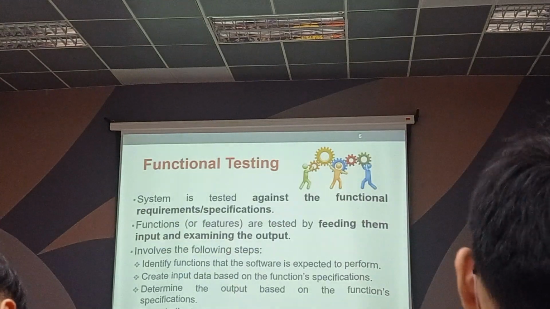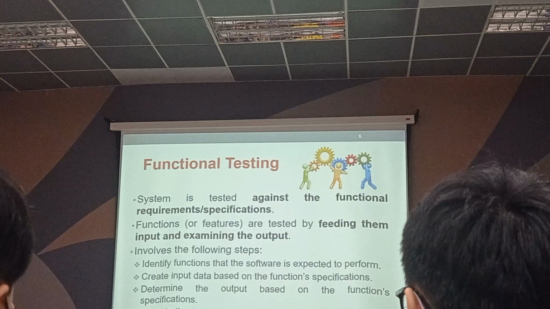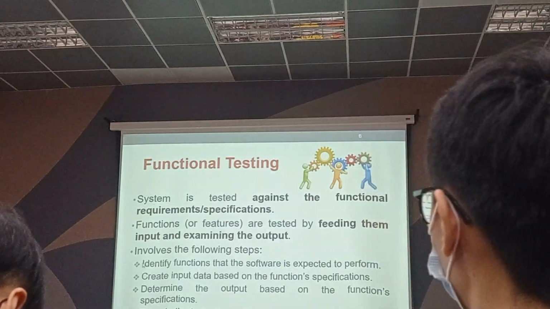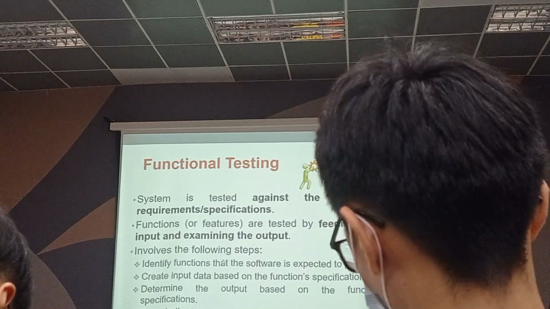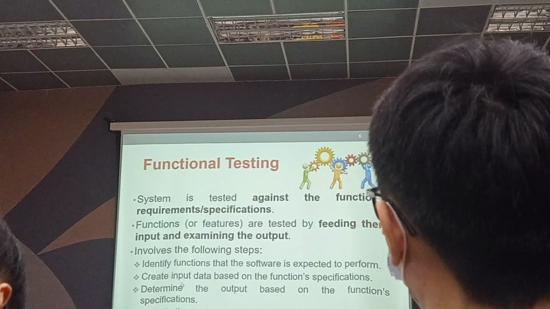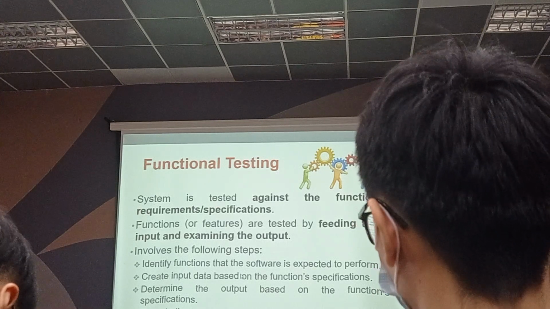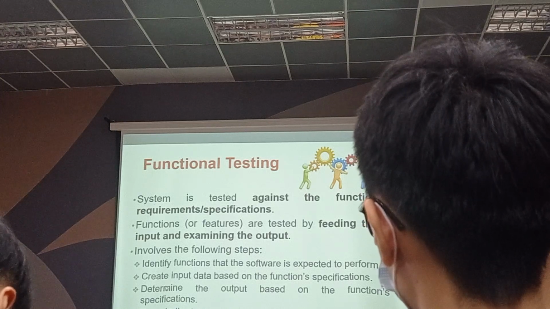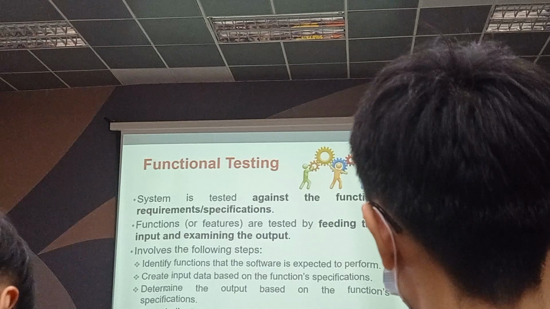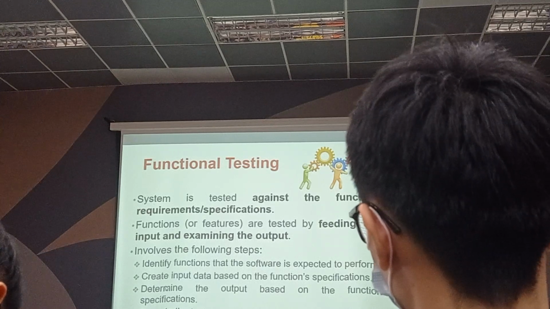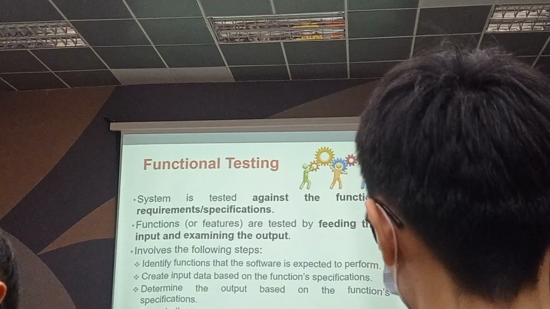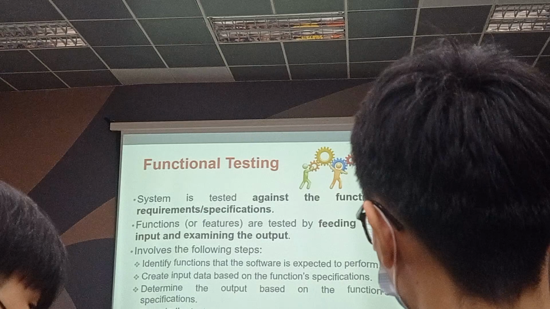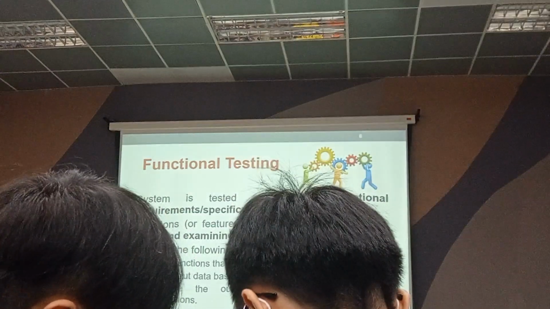Normally when we say conduct the functional testing, we need to give the input to get the output. So the steps for functional testing: normally we will identify which functions we want to test, and then we will create the input data according to the function specification. It means valid data, invalid data, and then we need to determine the output. According to this specification, this is what we expect, the expected result. Then we will execute the test case to see the actual result, so that we can compare the actual result and the expected result.